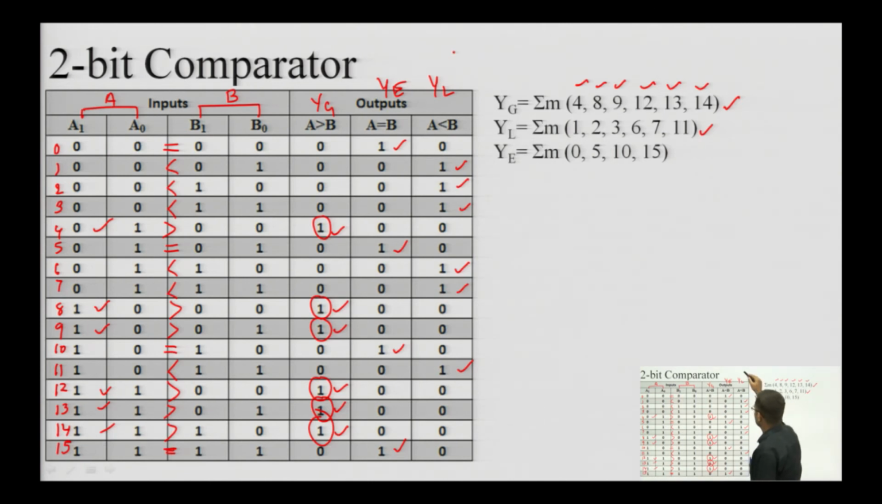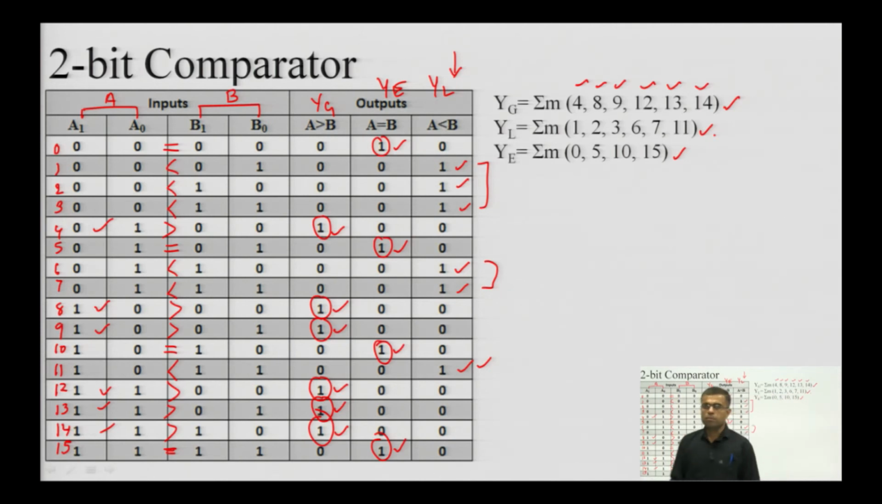Similarly, you can check for y l, which is giving you high output at 6 places. These are the ones 1, 2, 3, and then 6, 7, and this is 11. So, 1, 2, 3, 6, 7 and 11. Similarly, A equal to B at 4 places, which are 0, 5, 10 and 15. So, these are the min term expressions.